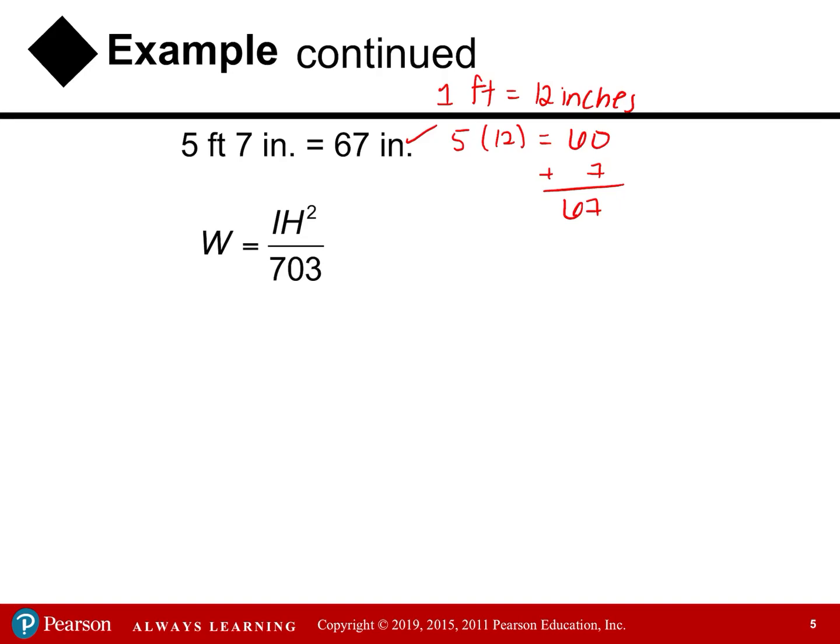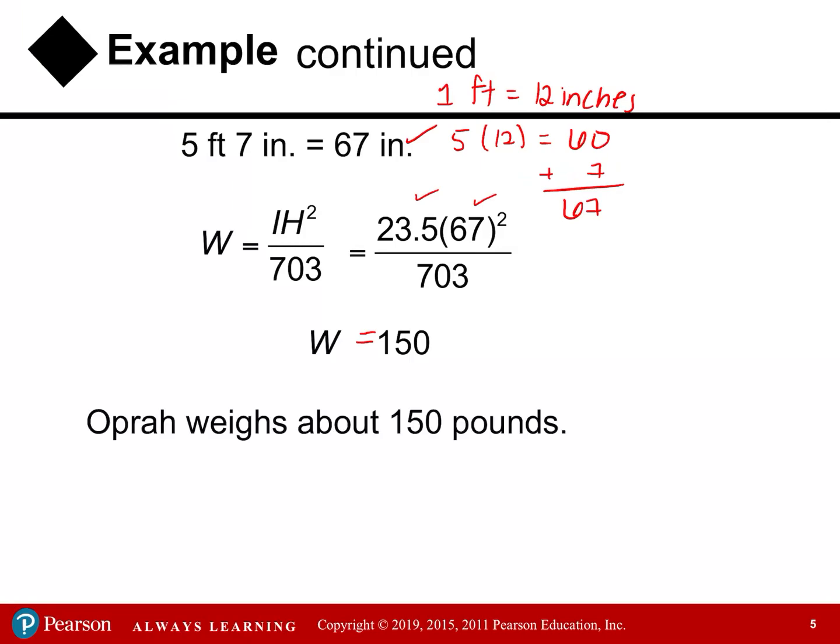All right, this is our formula. Now let's go ahead and replace those values in. So we were given H and I. I was 23.5 and we found H to be 67. So our answer, once we use our calculator, we get a weight of 150. Oprah's weight is about 150 pounds.